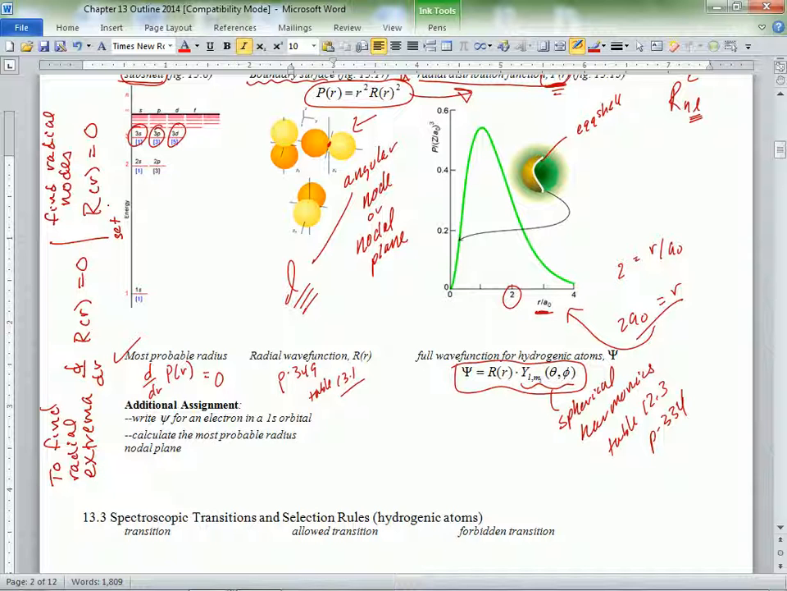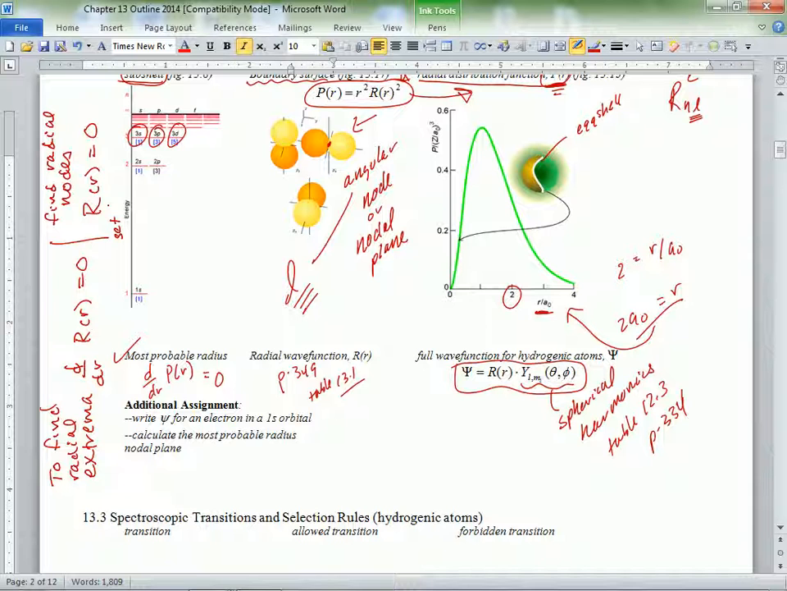Page 349. What's this? Okay. So, for example, on page 349, they plotted out some of their radial distribution functions, and the nodes are going to be where it crosses 0. But you're not going to go through all the work of plotting this thing out and seeing where it crosses 0. You just set the radial wave function equal to 0 and solve for it.